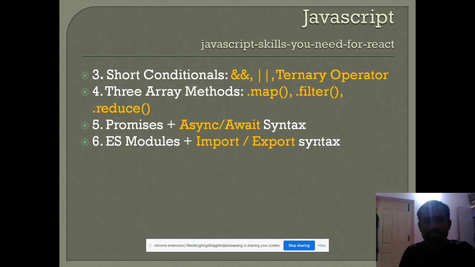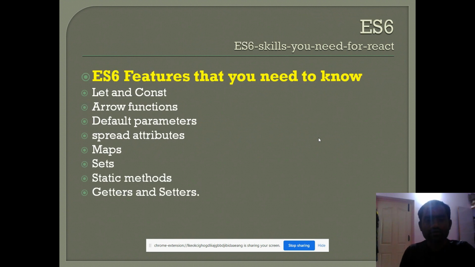So we go to the next slide. ES6, ECMAScript. We have a concept called JavaScript variables, where in ES6 or ES7, whatever the latest versions, we have let and constant variables. Declaring variables with let and const, arrow functions, default parameters, maps, sets, getters and setters. These kinds of ES6 features, we need a basic understanding of these concepts. That is very helpful while implementing our React applications, guys.